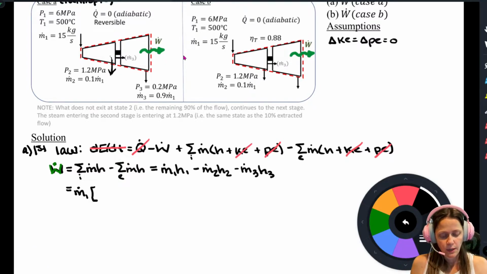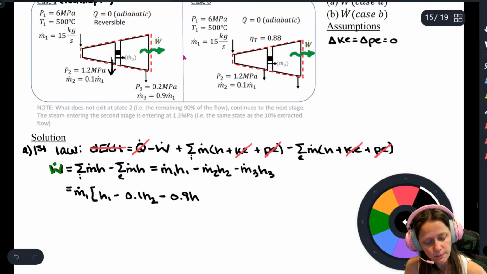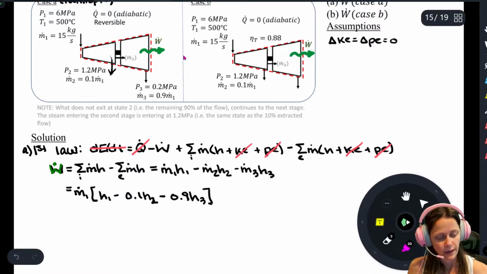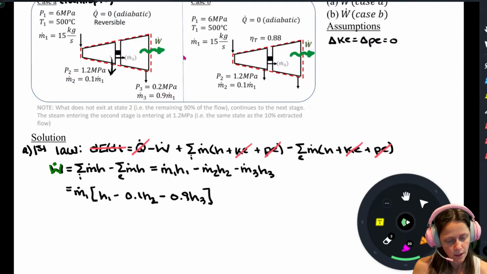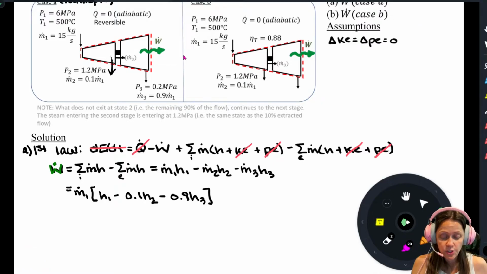So it would be h1 minus 0.1 h2, I'm sorry, minus 0.9 h3. Right? I haven't changed anything. I'm just putting things in terms of how we defined this guy and this guy. All right. And I've got m dot 1. I just need to get all of those h values. So this really isn't too terrible.